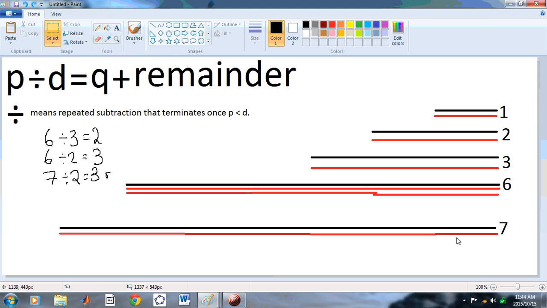There you go. So here's the remainder, 1. So 2 measures 7 3 times with a remainder of 1. In other words, with a remainder of 1/2. Remainder 1 means the same thing as 3 1/2. So this is generally written as 3 1/2 or 7 halves, okay?